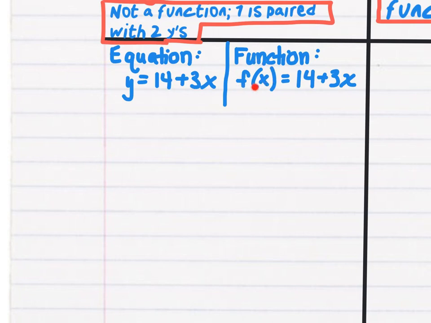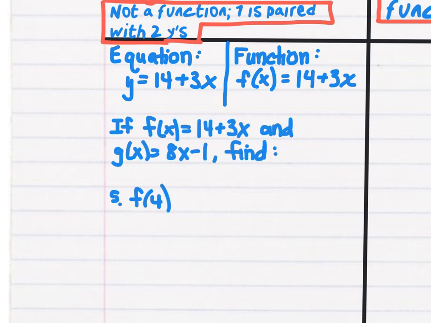So it doesn't stand for two variables. It still stands for just the y value. Okay, so we're going to try some problems. So I need you to pause the video so you can write these functions down. The problem says if f of x equals 14 plus 3x and g of x equals 8x minus 1, find, and this is problem number 5, find f of 4. So pause the video if you need to finish writing this down.